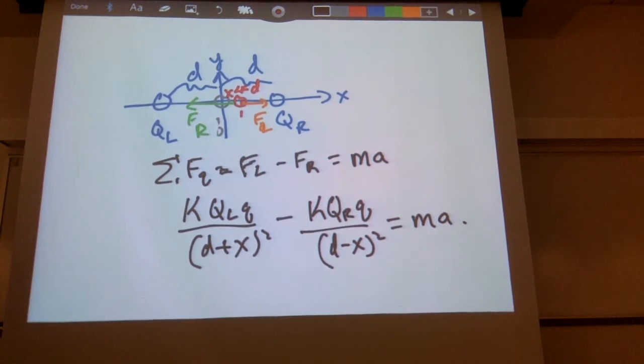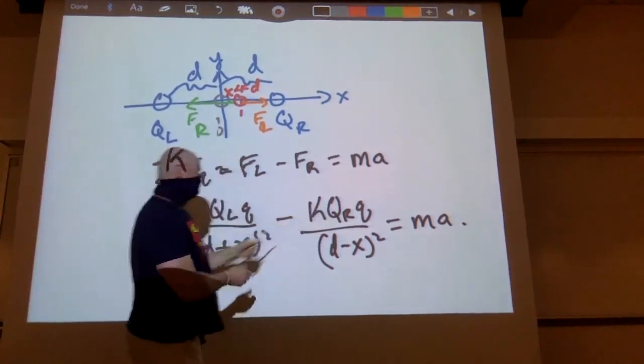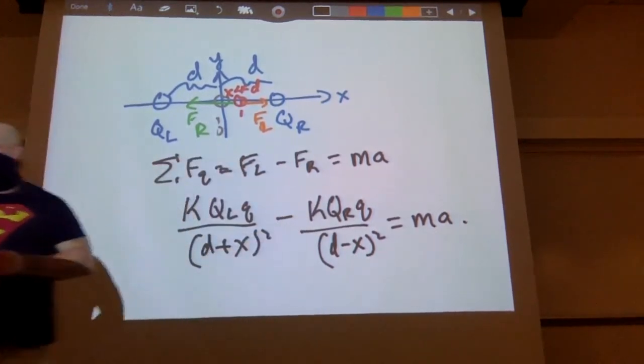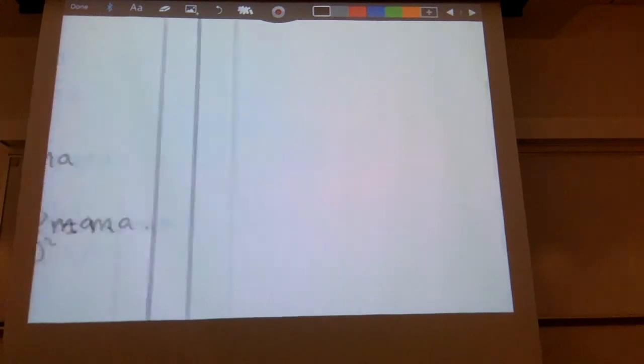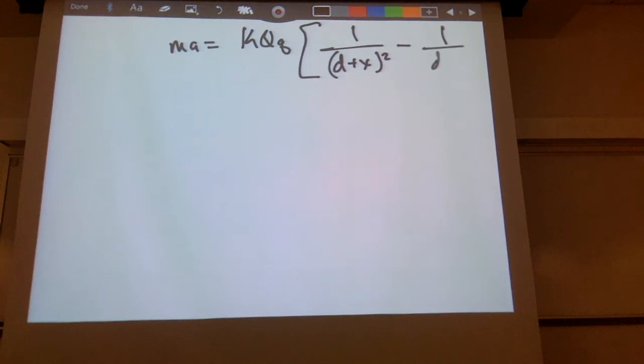Okay? Now at this stage, we're going to use the fact that we know QL is equal to QR, so this is just Q, and we're going to go ahead and factor all that stuff out. So finally, what we can write then is that MA is equal to K times Q times 1 over D plus X squared minus 1 over D minus X squared.